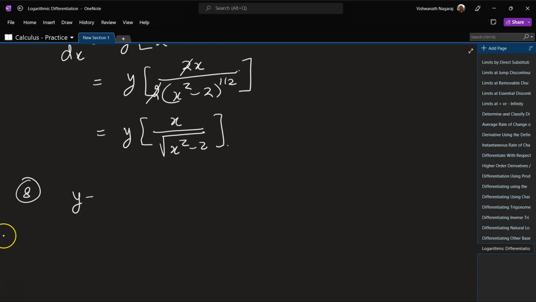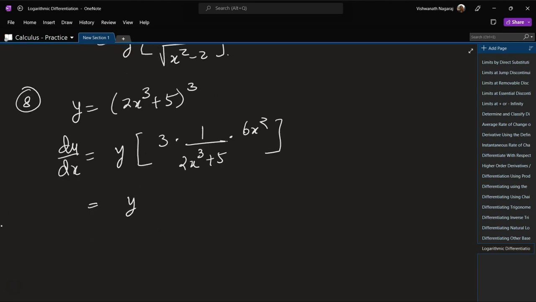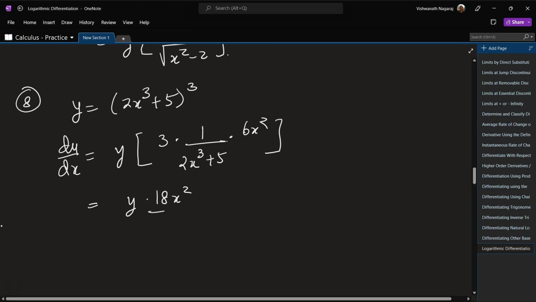Okay, eighth one, y is equal to (2x^3 + 5)^3. Again, dy/dx is equal to y as it is, and now 3 natural log of (2x^3 + 5). So 3 times 1/(2x^3 + 5) times 6x^2, which is equal to y times 6 times 3, that is 18x^2/(2x^3 + 5).